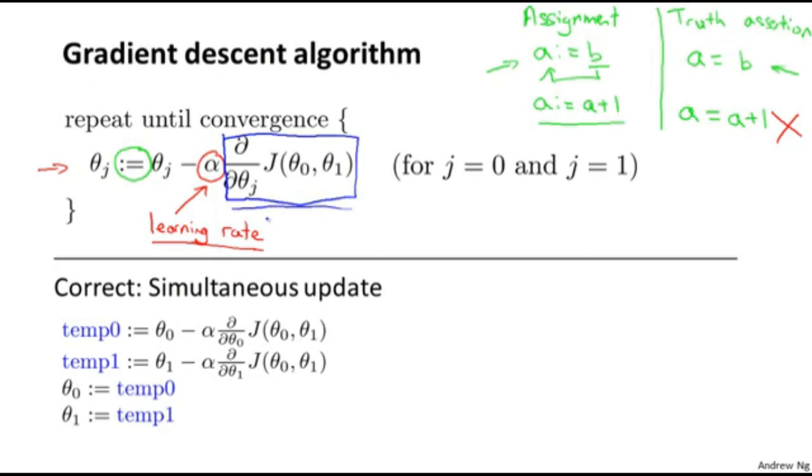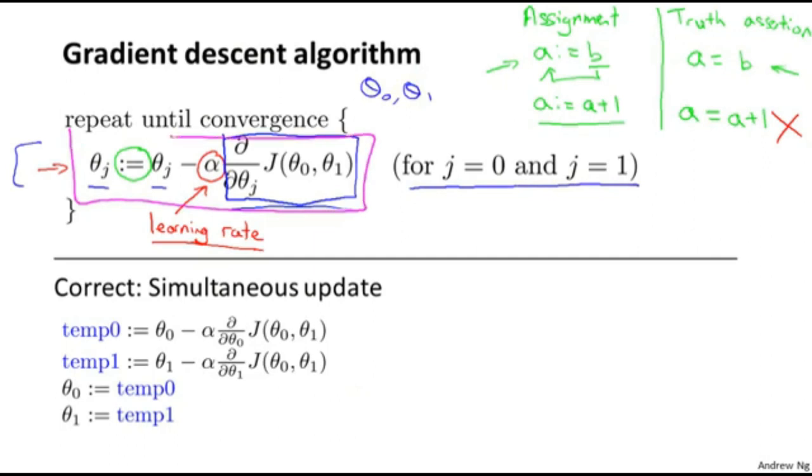Now, there's one more subtlety about gradient descent, which is in gradient descent, we're going to update theta 0 and theta 1, right? So this update takes place for j equals 0 and j equals 1. So you can update theta 0 and update theta 1. And the subtlety of how you implement gradient descent is for this update equation, you want to simultaneously update theta 0 and theta 1.